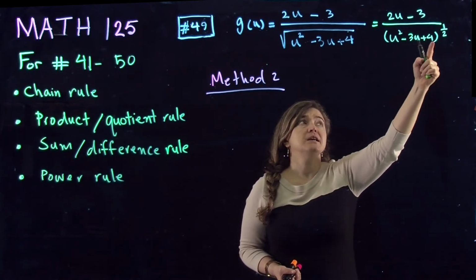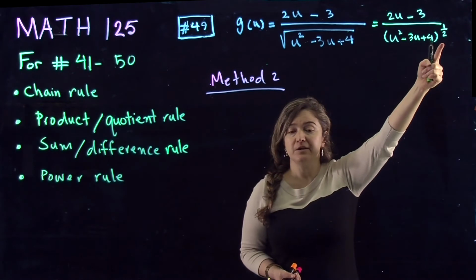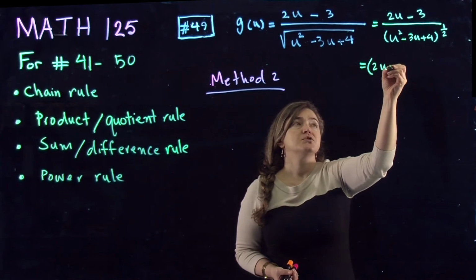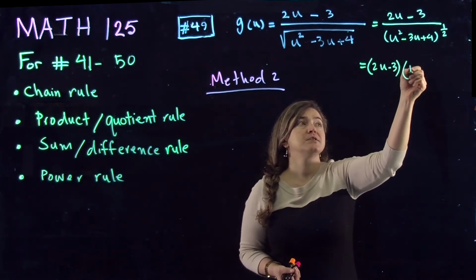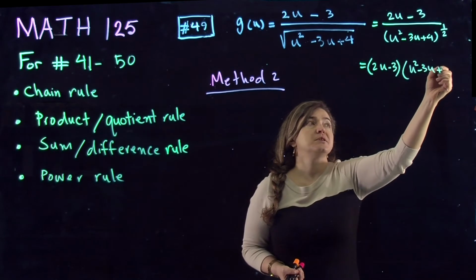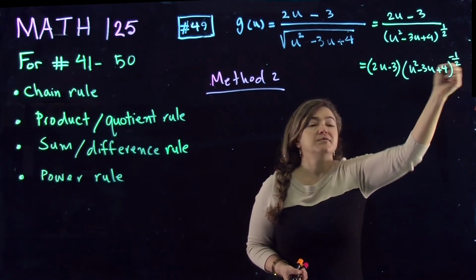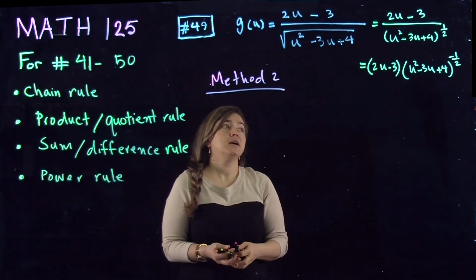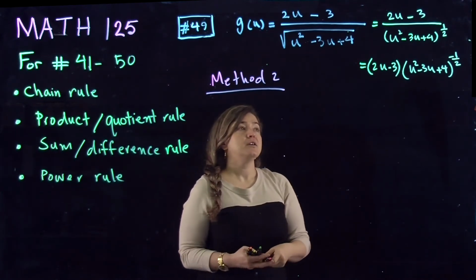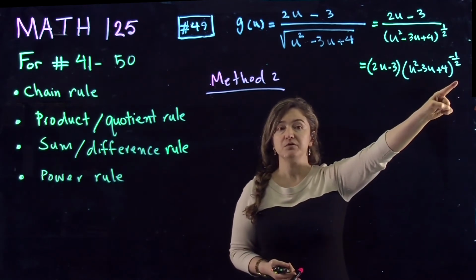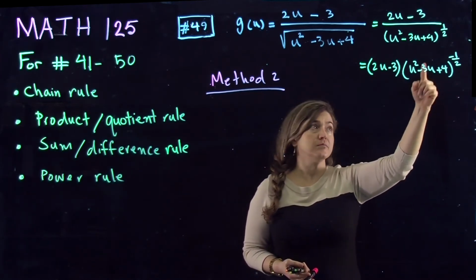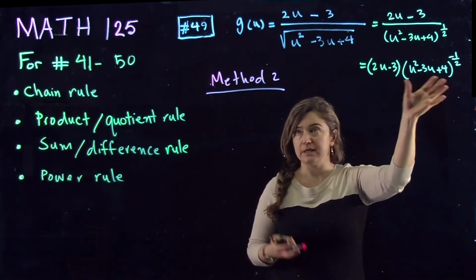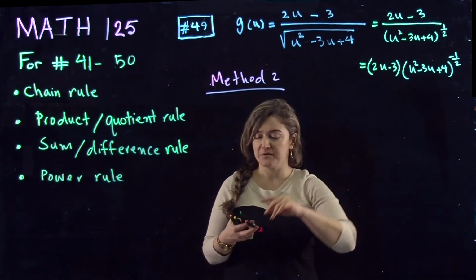And that would be, instead of writing to power 1/2 in the denominator, bring it up and write it as to power negative 1/2. So it would be 2u minus 3 times u squared minus 3u plus 4 to power negative 1/2. And this time around, when I'm taking the derivative, I observe a product rule instead of a quotient rule, and then from there I may have to do another chain rule in here.